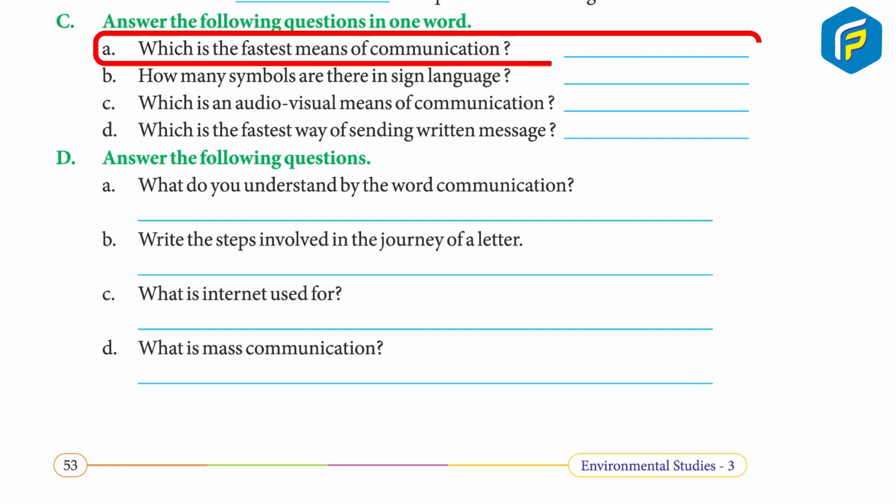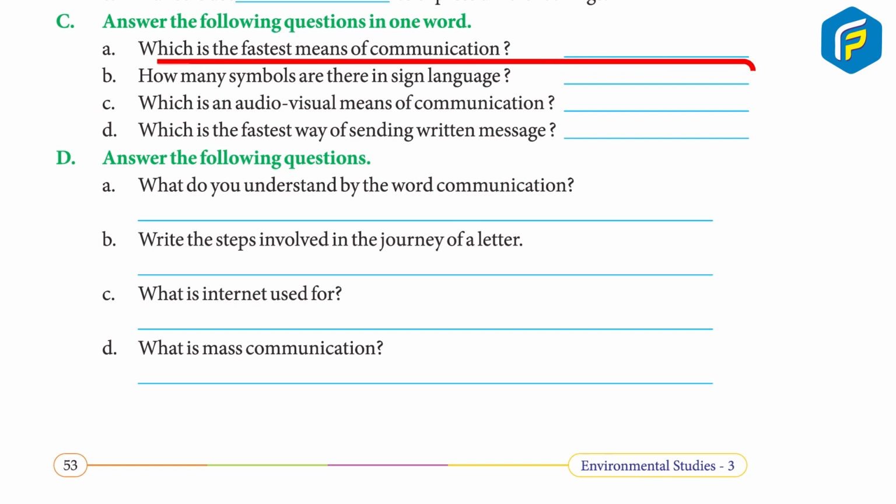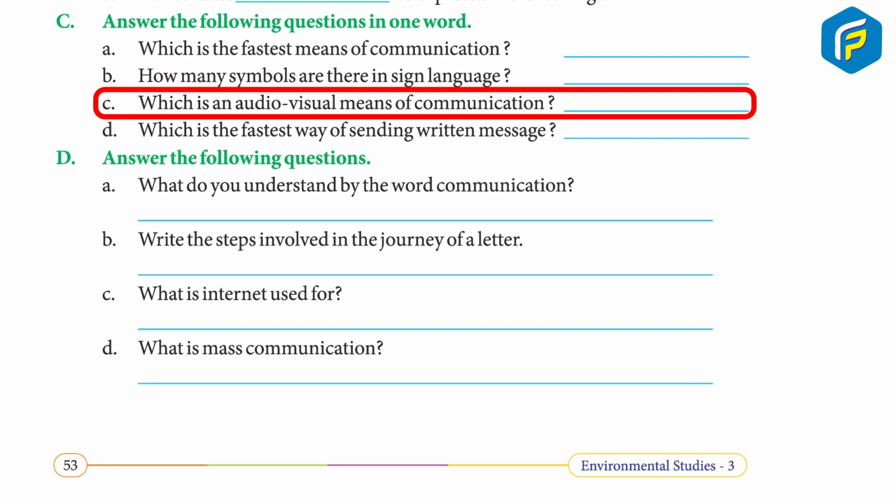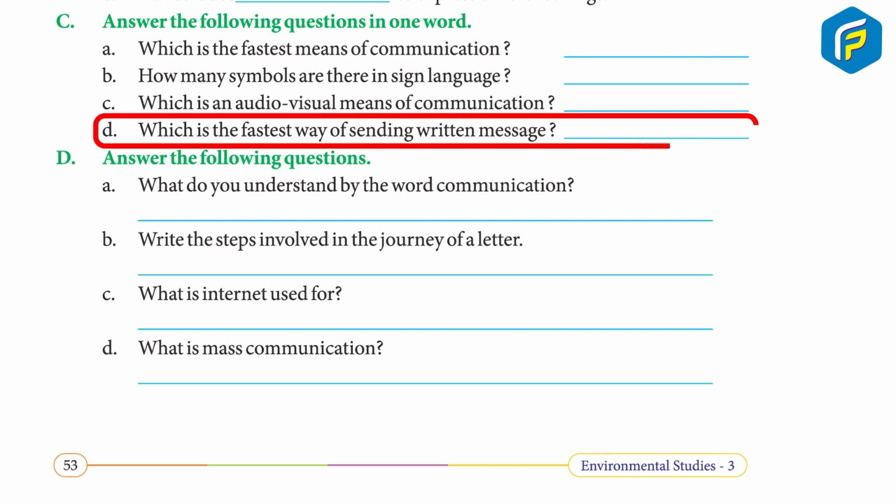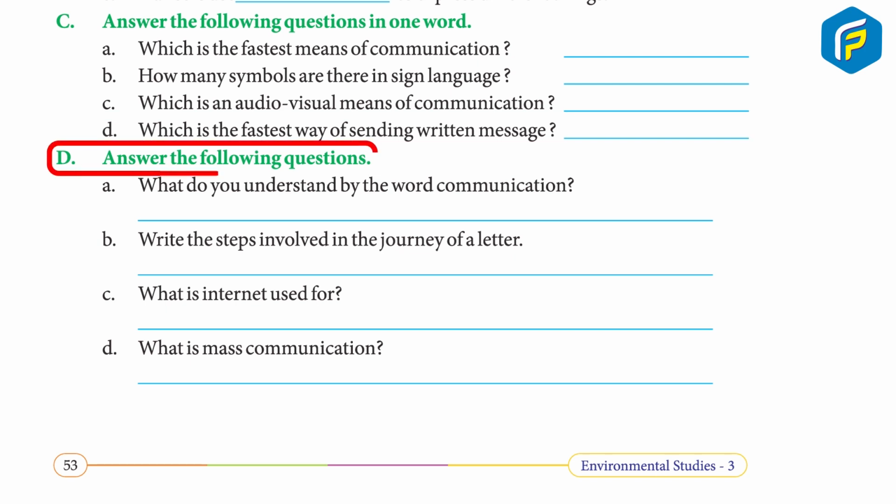C. Answer the following questions in one word. A. Which is the fastest mean of communication? Answer: telephone. B. How many symbols are there in sign language? Answer: 26. C. Which is an audio-visual means of communication? Answer: television. D. Which is the fastest way of sending written messages? Answer: email.